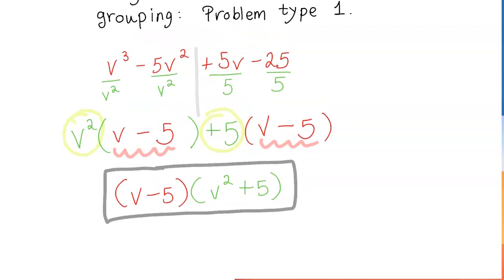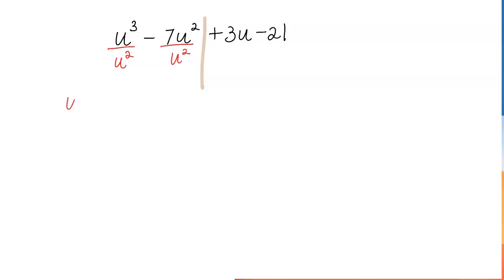One more example. Let's do another one. So how about in this problem we have u cubed minus 7u squared plus 3u minus 21. Okay, I'm going to cut this in half right after the second term and factor out what the first half have in common, u squared. I'm going to factor out u squared from both of them. If I factor out u squared from the first half is now u minus 7.